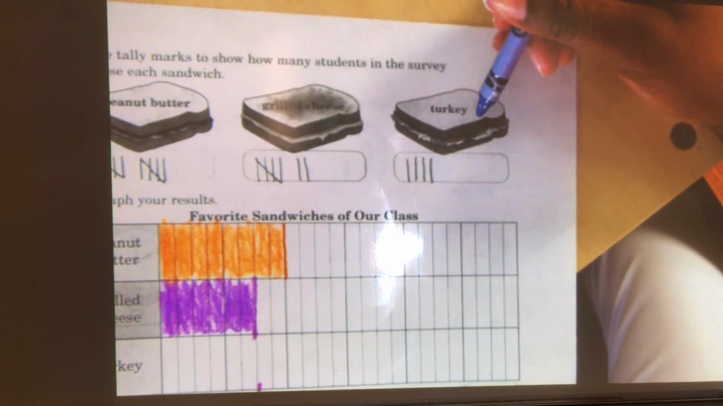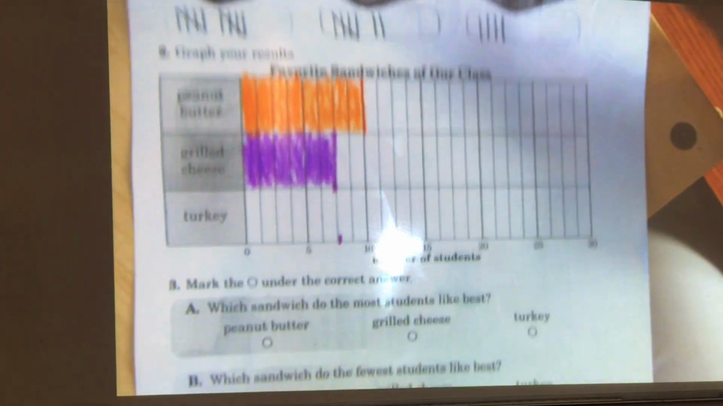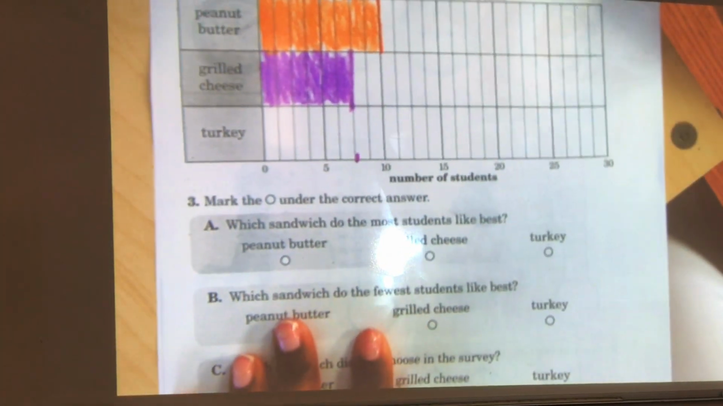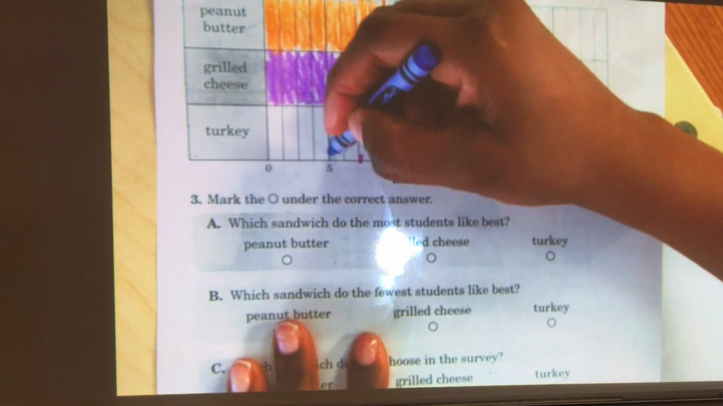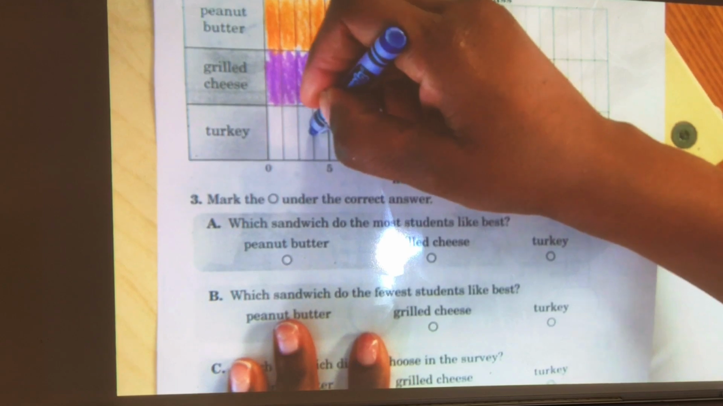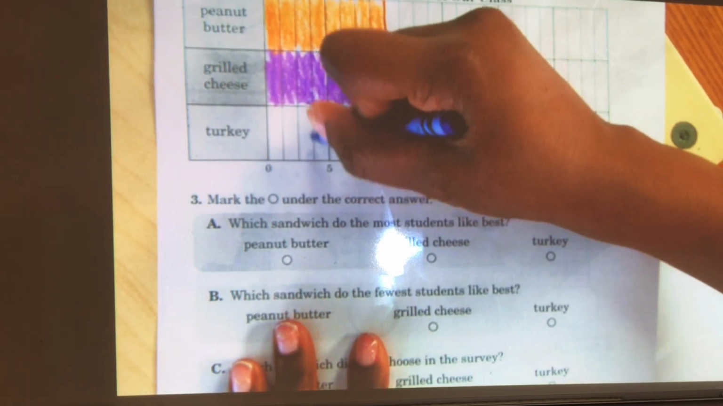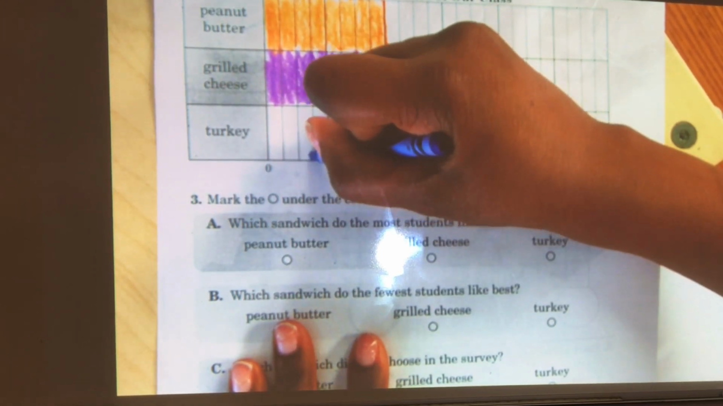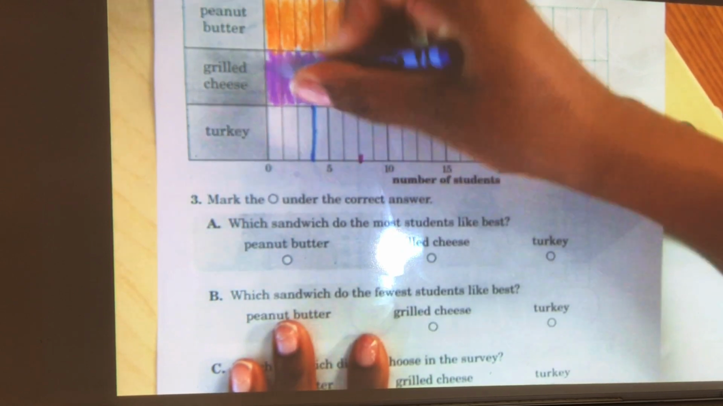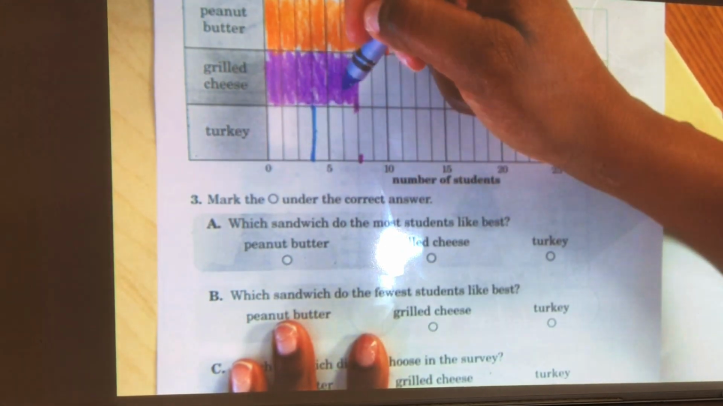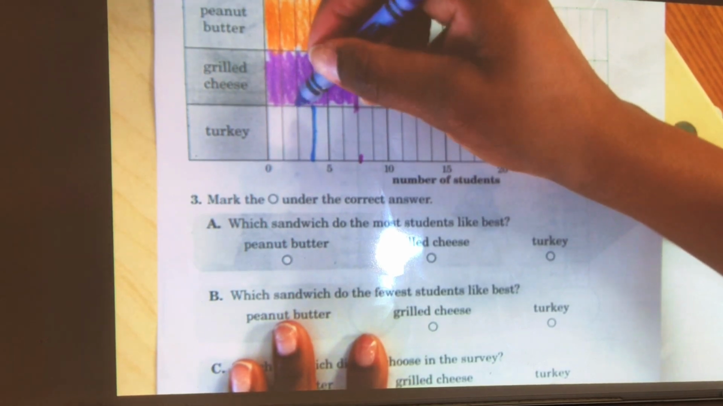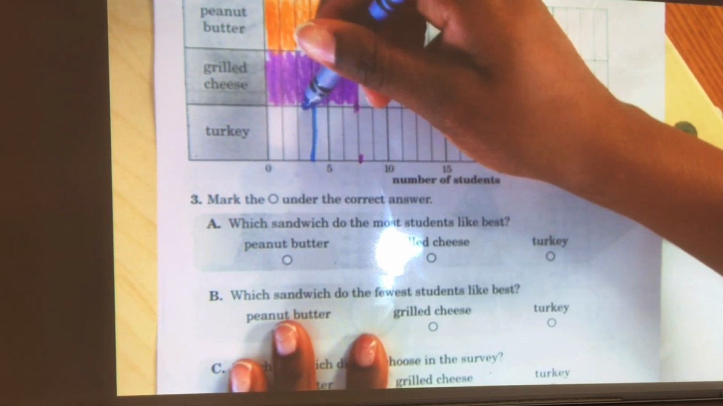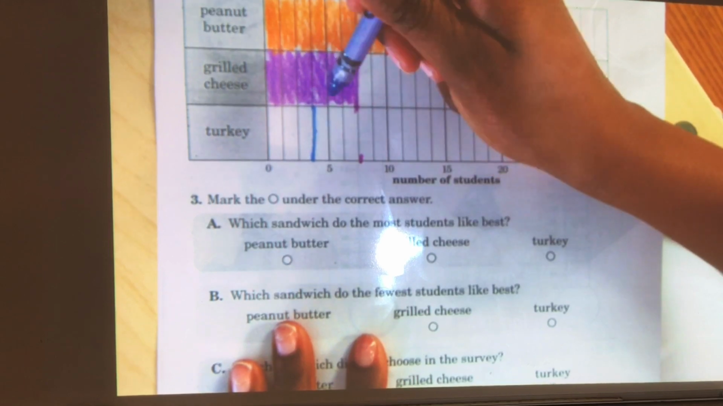Now I only had 4 students who like a turkey sandwich. So if I go here, I need to count up 4. I can't go here to 5, so this line right here will represent 4. Notice that if I were to count 1, 2, 3, it shows 3 of them. If I were to color this, it will show 5.